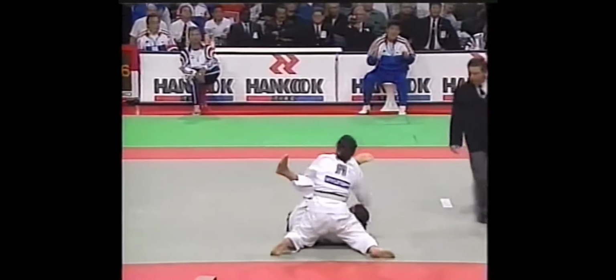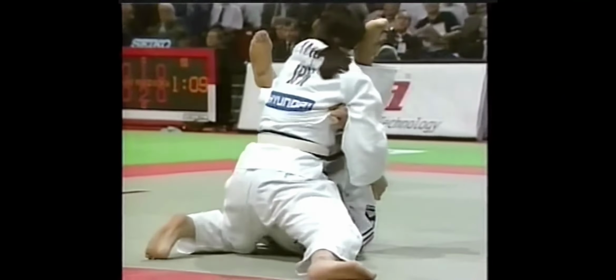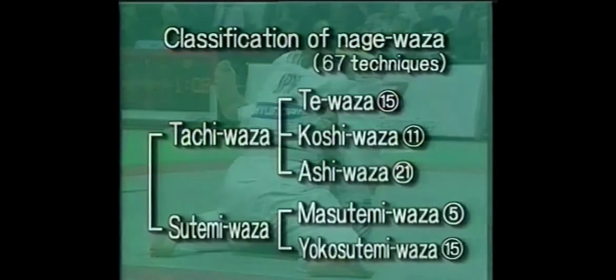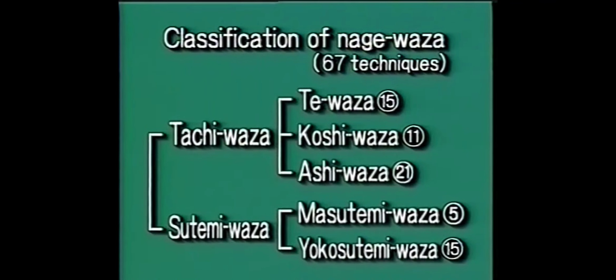Nage Waza, or throwing techniques, can be divided into Tachi Waza, standing techniques, and Sutemi Waza, sacrificing techniques. There are 67 techniques in all, and they're classified as shown here. Let's look at the basics of each technique and how it's applied, focusing on the differences between techniques that may appear similar, with examples from actual competitions.